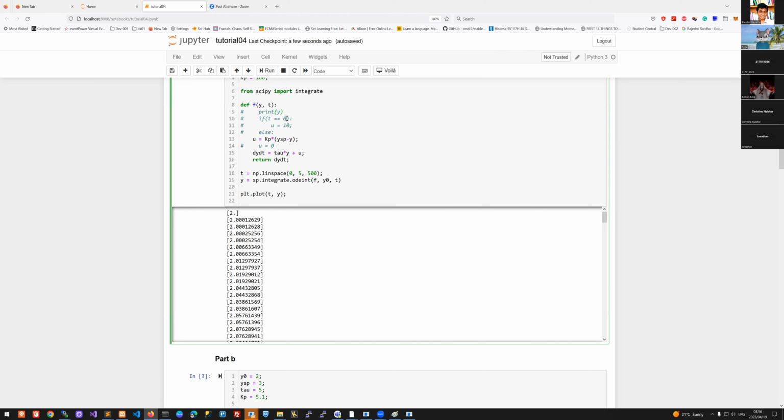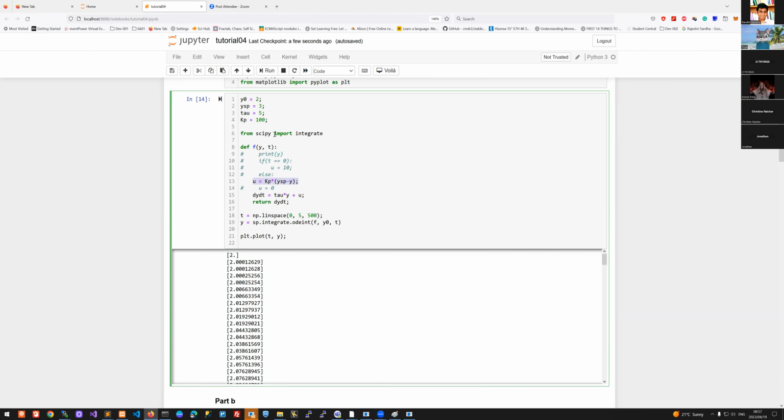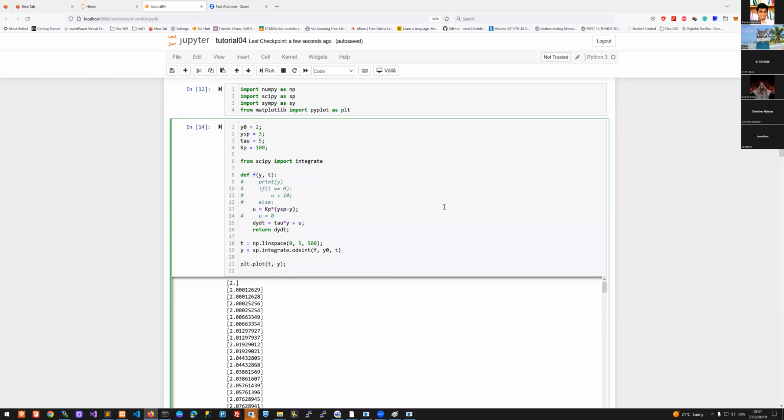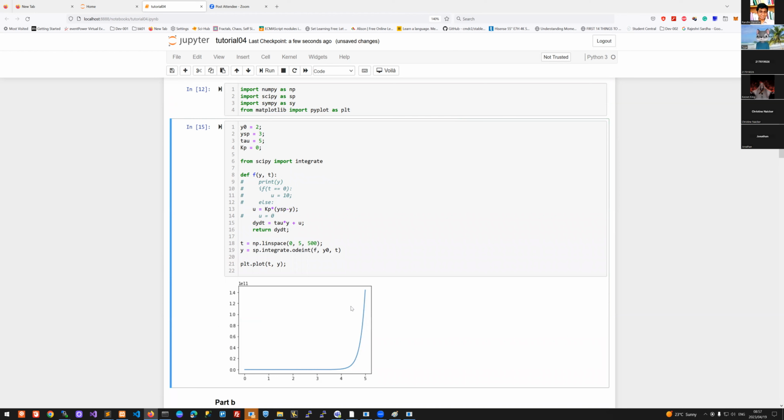Okay, so we are integrating forward in time, and now we are doing it with a controller. I'm just going to drop the KP value first. So if we set KP equals 0, again, there's no control. Basically, KP equals 0 means U equals 0. So we get the same result, it runs away.